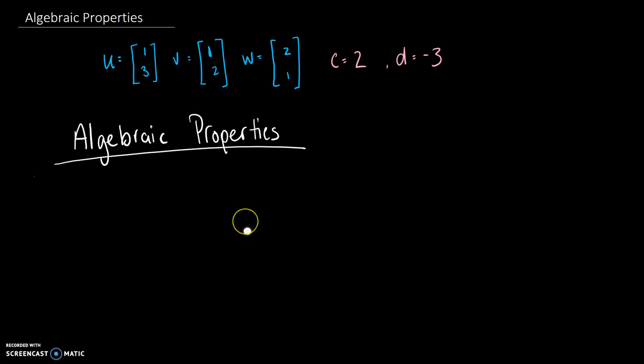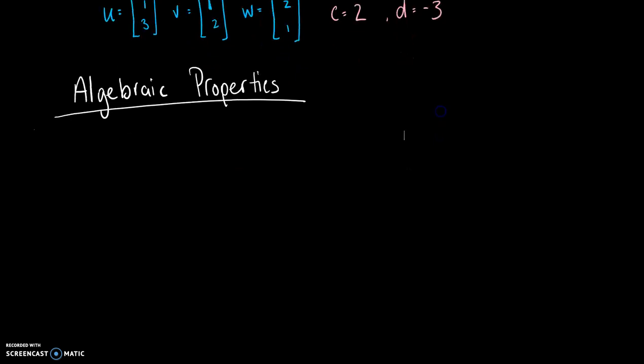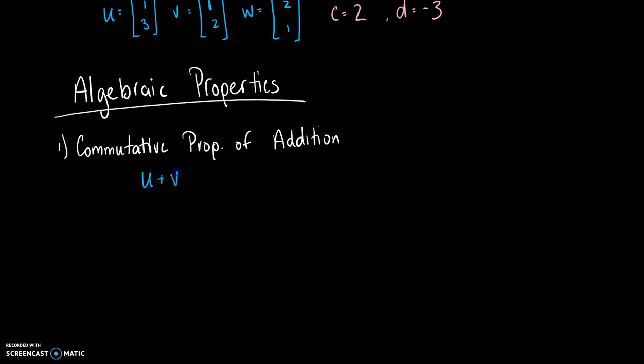So our first property is the commutative property of addition. And that's really just saying u plus v is equal to v plus u, right? So you can just switch them very easily and they equal the same thing.